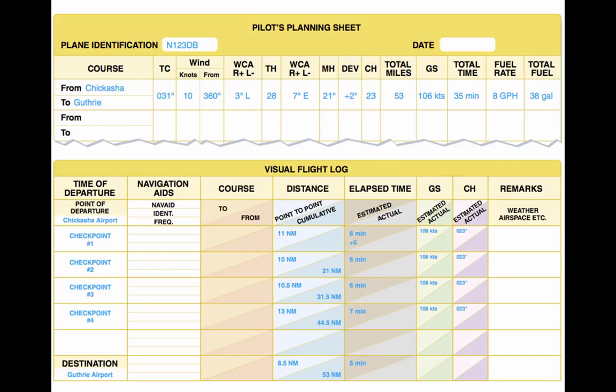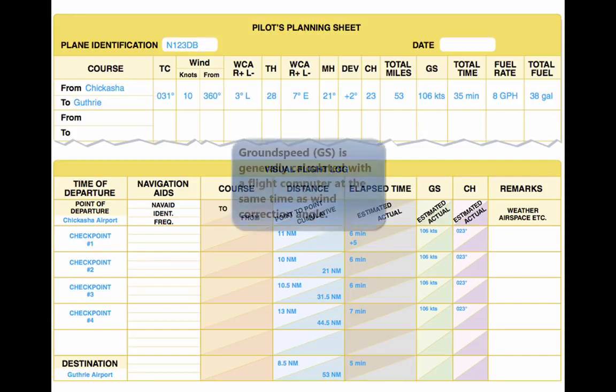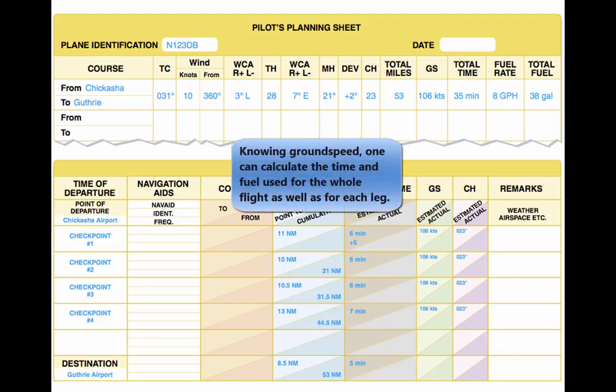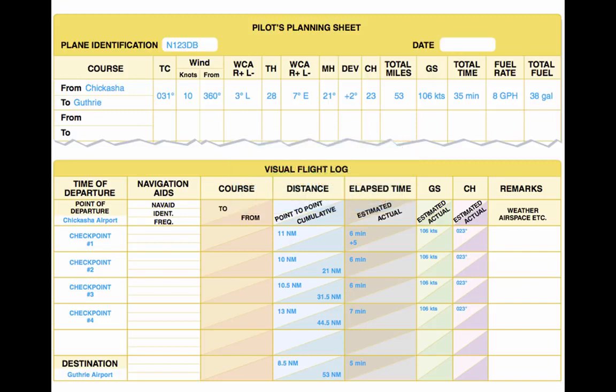Now, the ground speed, GS, can be determined. This is done using a manual or electronic calculator. The GS is determined to be 106 knots. Based on this information, the total trip time, as well as time between checkpoints, and the fuel burned can be determined. These calculations can be done mathematically or by using a manual or electronic calculator.